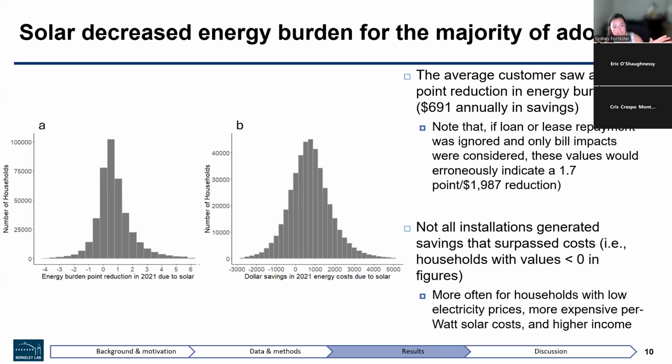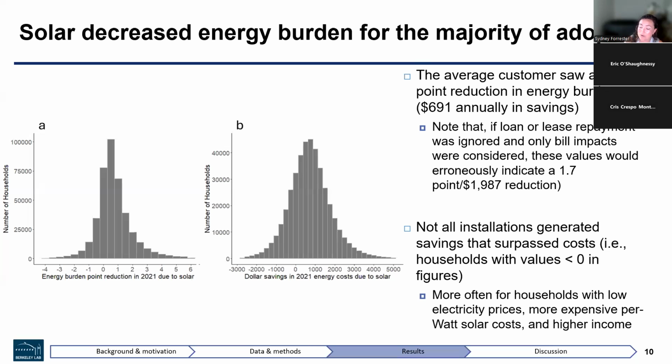So as you can see here, the area to the left of 0 is not empty. There are some people who saw their costs exceed their benefits financially. And in the paper, we did look into what this was correlated with to figure out what might be driving that. And this is in order of importance.